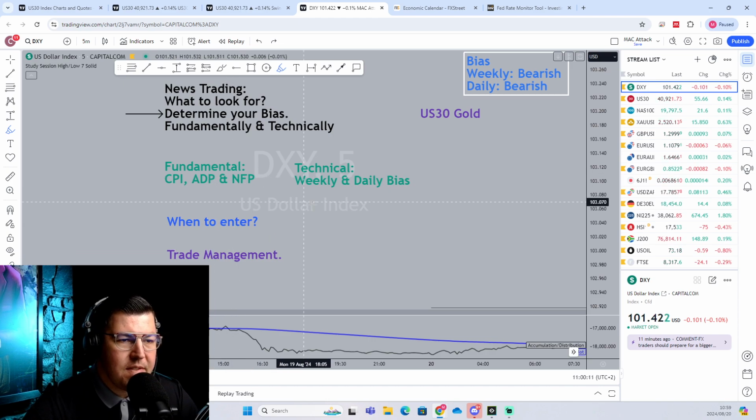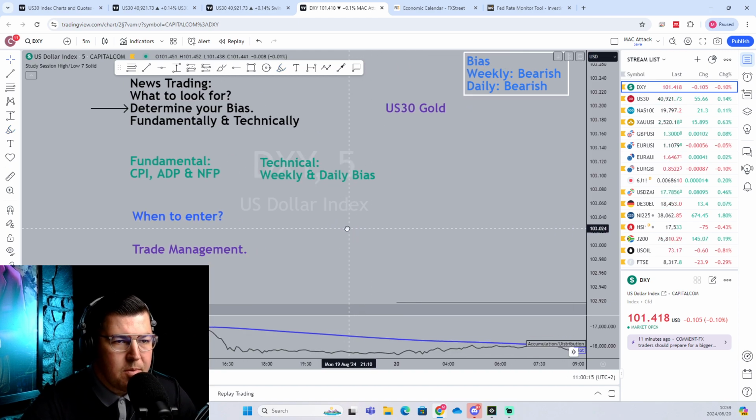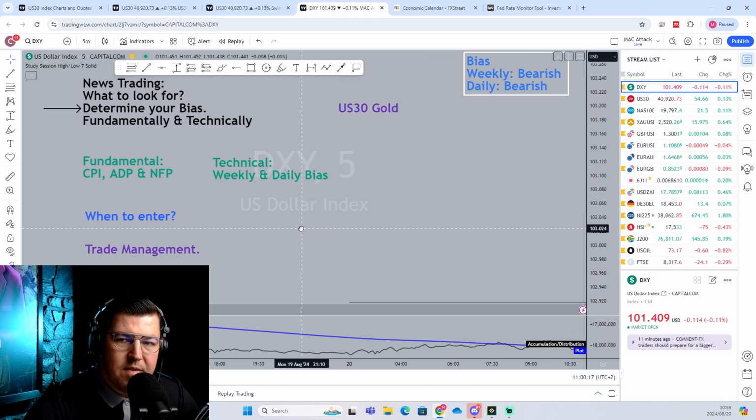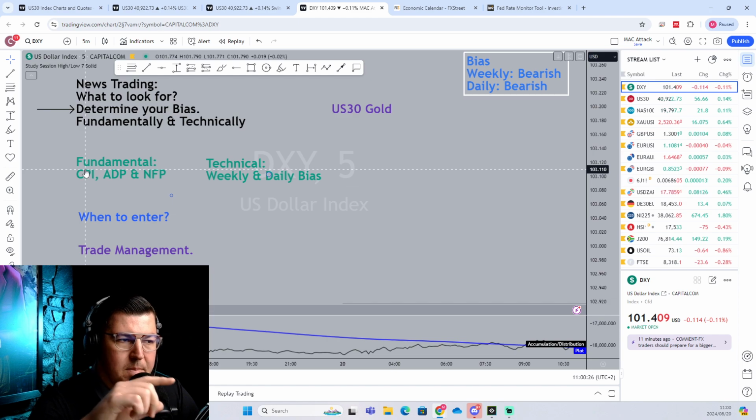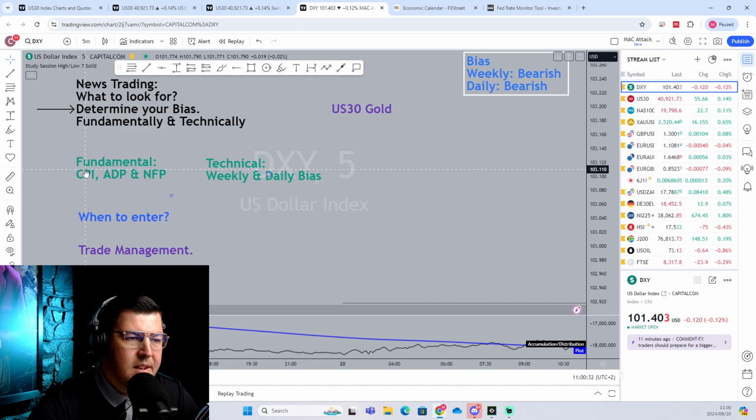Then we're going to talk about when to enter, and then we're going to talk about the trade management. So to come back to the fundamentals I look at, and I'm not going to do this for you. Actually, the Project G members, I do this every time before a major news event. I've got a little spreadsheet that I do, and I basically plot out the values of the previous 12 CPIs, the previous 12 ADP employment change numbers, and the previous 12 NFP numbers.